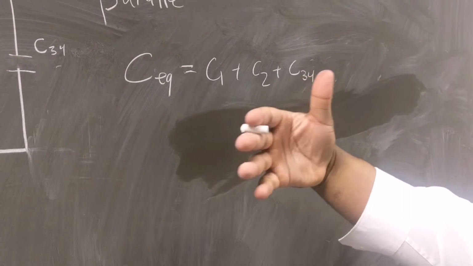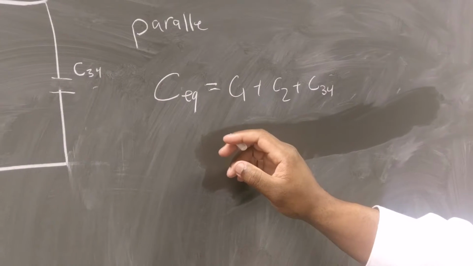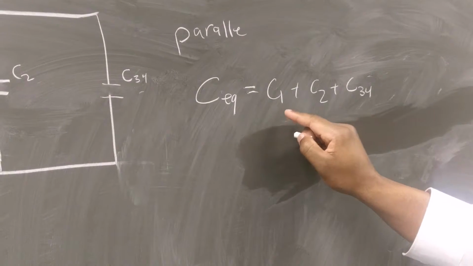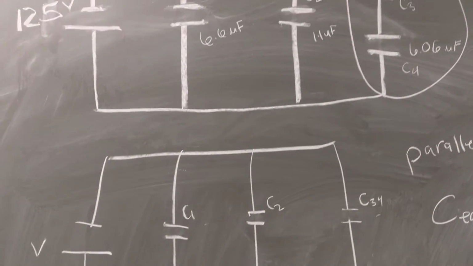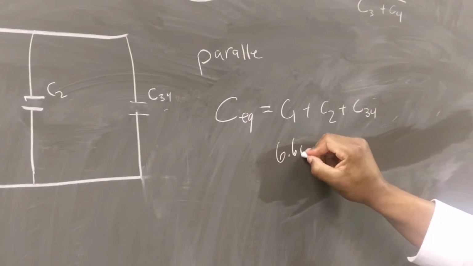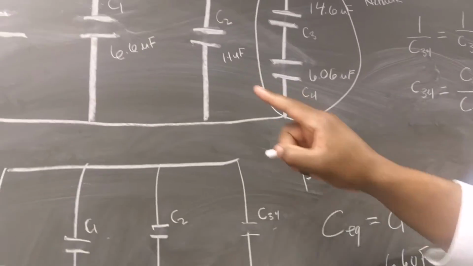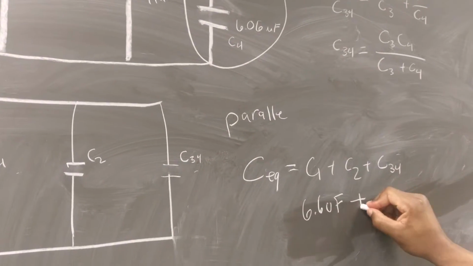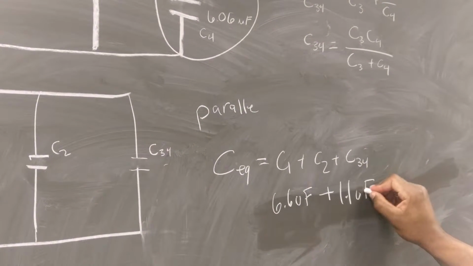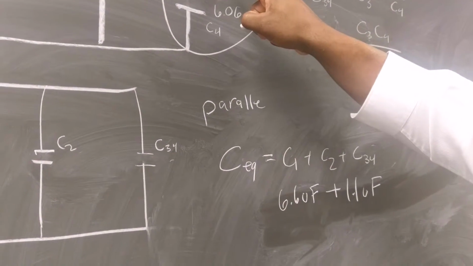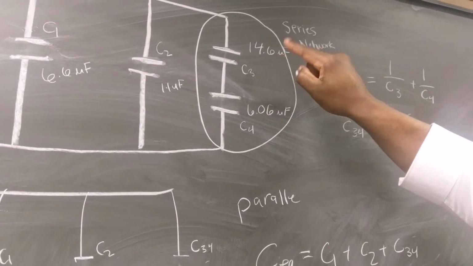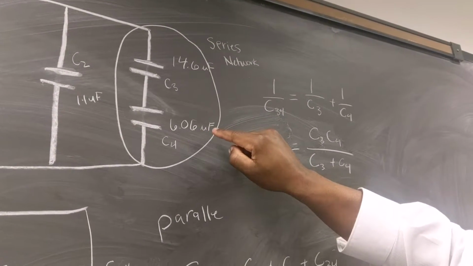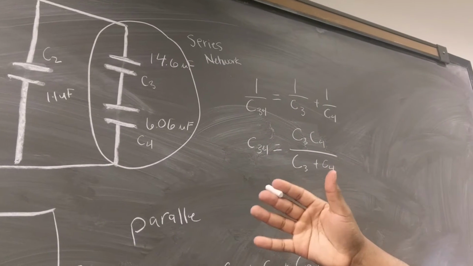We're going to continue to go through the equivalent capacitor and plug into the formula. And so this is going to be 6.6 microfarad. I'm going to plug in 6.6 microfarad for capacitor 1, and then for capacitor 2 I'm going to plug in 1.1 microfarad into this equation here. And for the series combination, I'm going to demonstrate and plug in 14.6 microfarad and 6.06 microfarad.